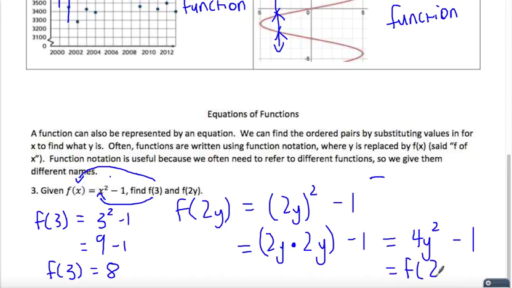So this concludes the brief introduction to relations and functions notes. So that's it.